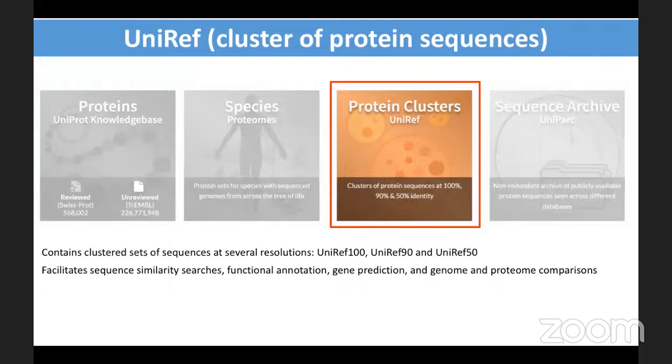The third component of UniProt is UniRef. UniRef provides clusters of protein sequences, which are grouped based on their sequence identity. For example, UniRef90 consists of proteins which are grouped based on 90% sequence identity. Clusters are important, as we know. If we know the function of one protein in a cluster, all the other proteins can be annotated based on that function for that protein in that cluster.